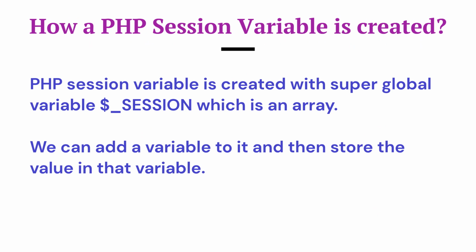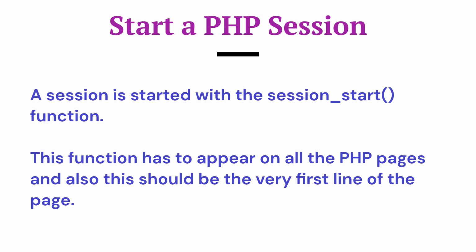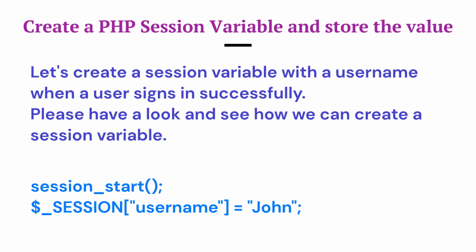How is a PHP session variable created? A PHP session variable is created with the super global variable $_SESSION, which is an array. We can add a variable to it and then store the value in that variable. Start a PHP session. A session is started with the session_start function. This function has to appear on all the PHP pages, and also this should be the very first line of the page.